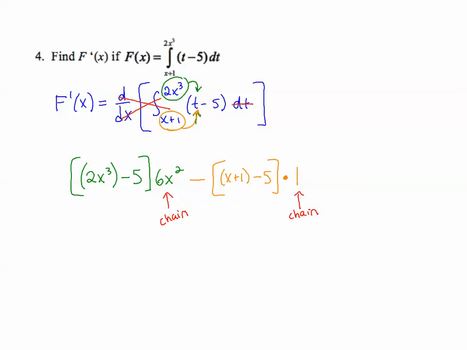Now we can clean it up a bit, even though we do have this derivative. Taking away some parentheses, combining like terms, and then distributing, 12x to the 5th minus 30x squared minus x plus 4 gives me a slightly cleaner answer.